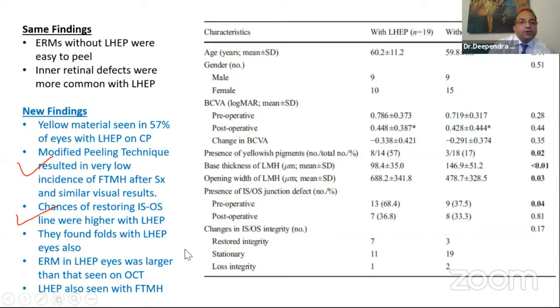And they also added more to the information added by Spade et al. One thing they noted was that if you look carefully, you can actually see the yellow material corresponding with LHEP on your color photograph also. So exactly what Dr. Neha was highlighting, that eyes will see only when the brain knows what to see. Second, this modified peeling technique may be a good idea if you plan to operate on a patient with LHEP. And in their series, the chances of restoring photoreceptor lines after surgery were much higher in eyes with LHEP. So this was again an interesting observation.